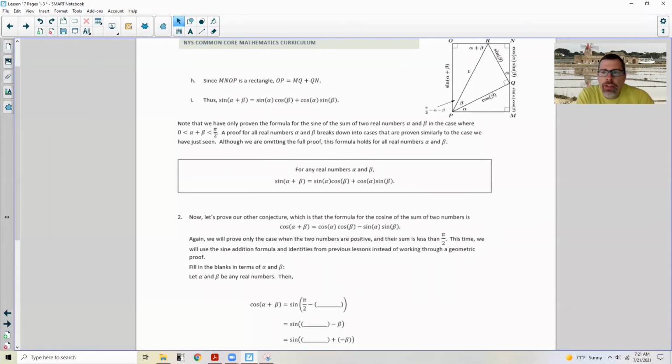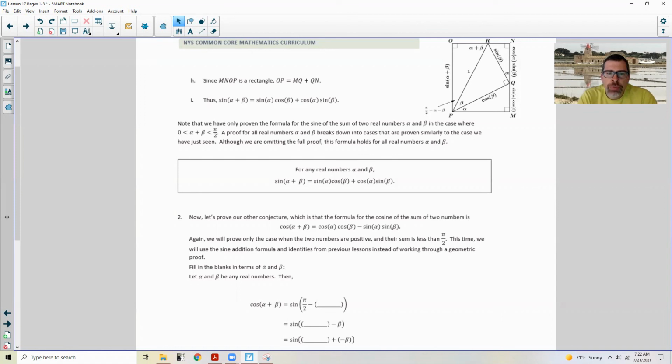Okay, page 4 brings this all together. So I brought over the diagram from page 3, and part H now says, after labeling that all up, since MNOP is a rectangle, OP, which is the left side, equals MQ plus QN, which is the sum of the right side, since the left side equals the length of the right side. So OP equals MQ plus QN, and thus sine of alpha plus beta equals the sine of alpha cosine beta plus cosine alpha sine beta.